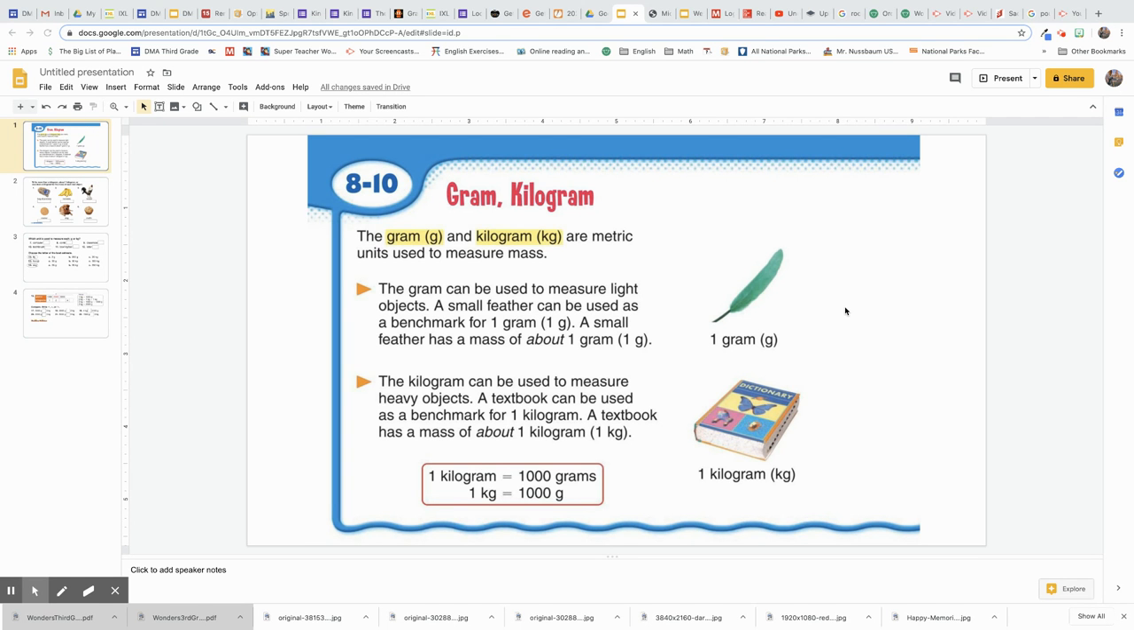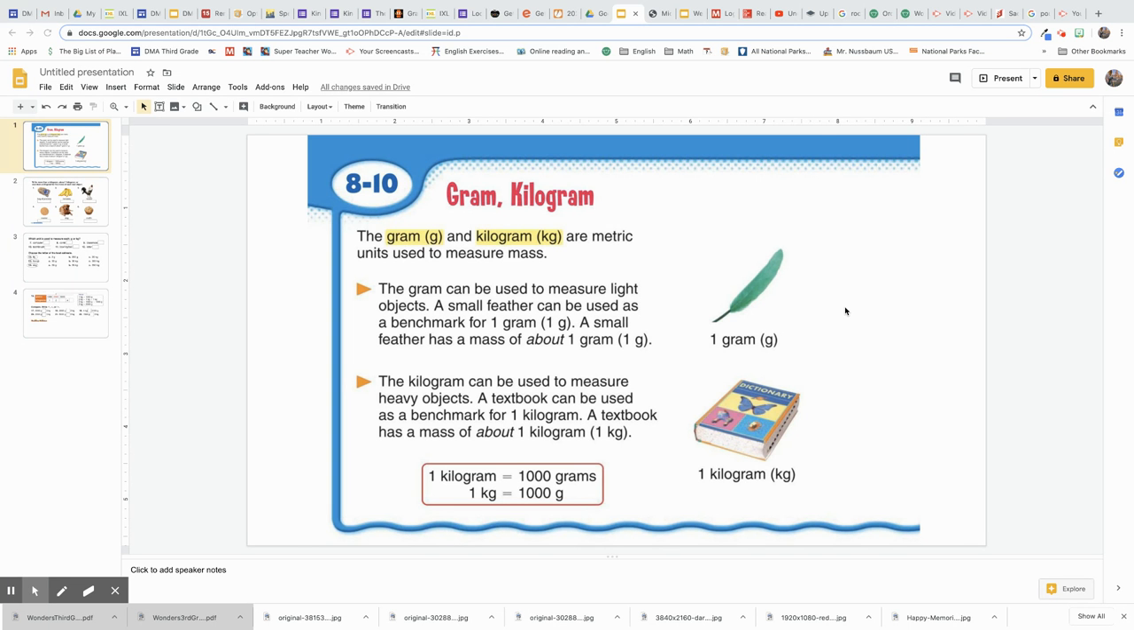Now, a kilogram can be used to measure heavier objects. A textbook, like your math book or your reading book, can be used as a benchmark for 1 kilogram. So a textbook has a mass of about 1 kilogram. So keep that in mind, that a good object to think of as a gram is a feather or a paper clip, whereas a kilogram is a book, like a textbook.